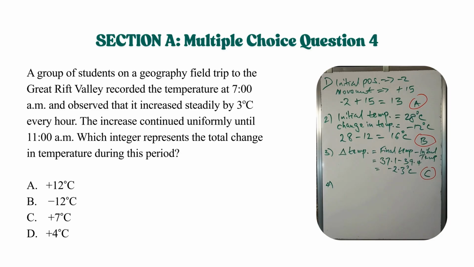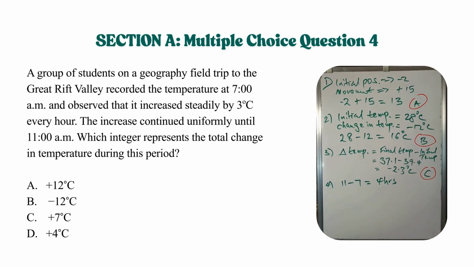Now for number 4. A group of students on a geography field trip to the Great Rift Valley recorded the temperature at 7 a.m. and observed that it increased steadily by 3 degrees Celsius every hour. The increase continued uniformly until 11 a.m. Which integer represents the total change in temperature during this period? So in this case, we are going to find the time elapsed, from 7 a.m. to 11 a.m. So that will be 11 minus 7, which gives us 4 hours.